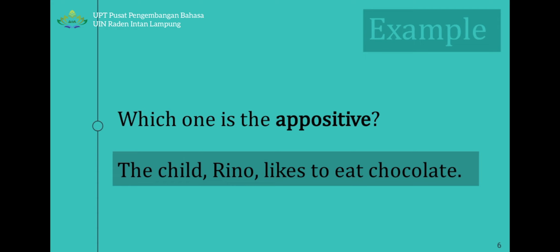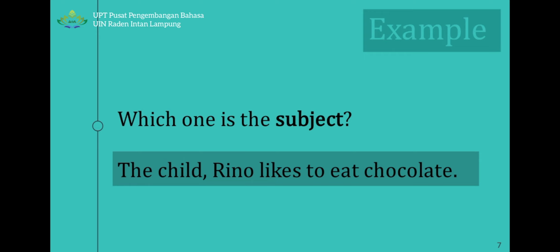Please take a look at this example. Can you spot which one is the subject? Yes, it is the child. It can't be Reno because there is a comma after that noun. And right after that, there's the verb likes. Maka bisa diartikan bahwa appositive yang menjelaskan noun, the child adalah Reno. Because the word Reno sits after the noun, the child.